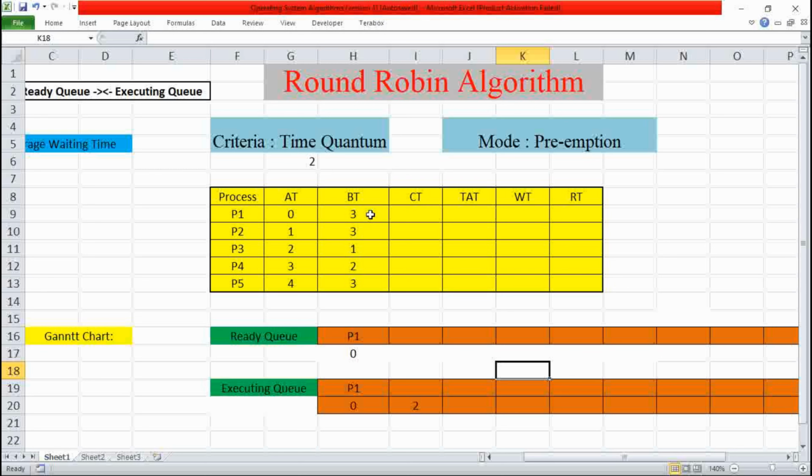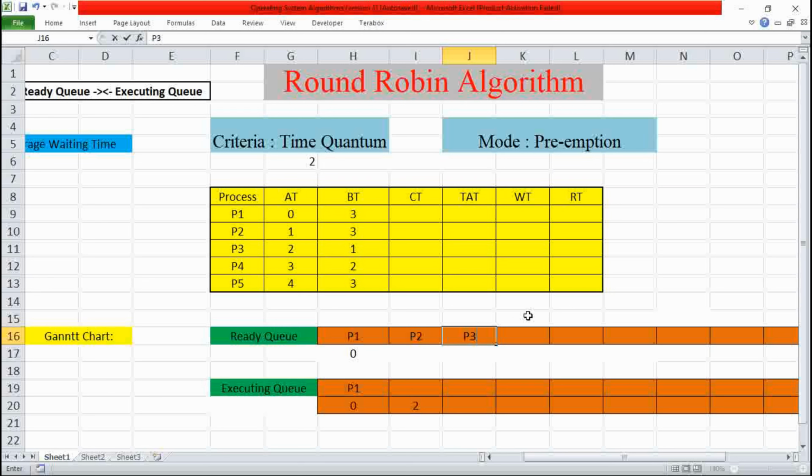Second step, don't go for the ready queue. Now the second step that you need to do is check, is there any process which has arrived between 0 to 2 interval of time? Check upon the arrival time. Yes, we can see here it is P2 and P3. P2 came first and then P3. So right here P2 and P3. Now we have written the processes which have arrived within the time period of 0 and 2.